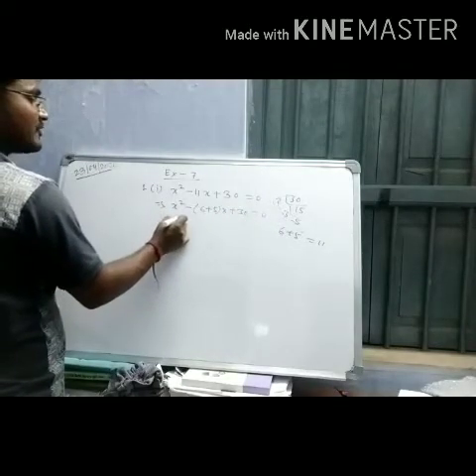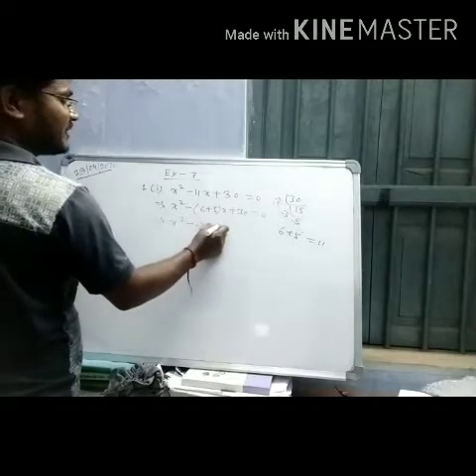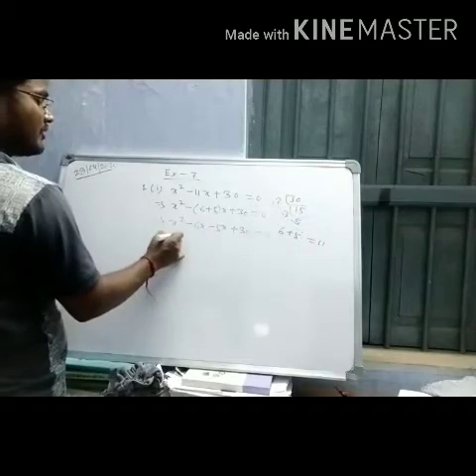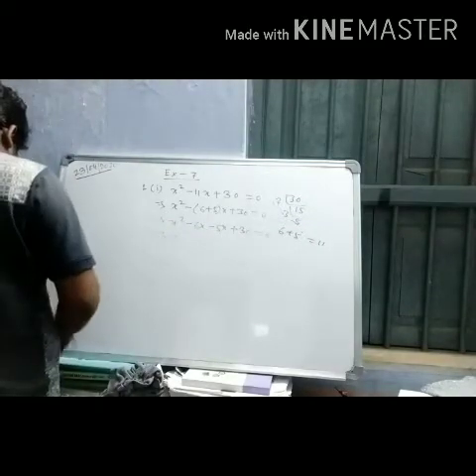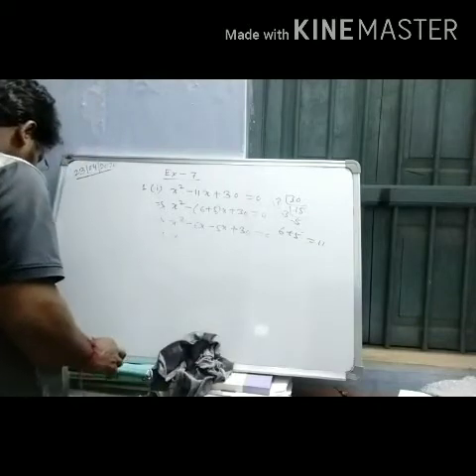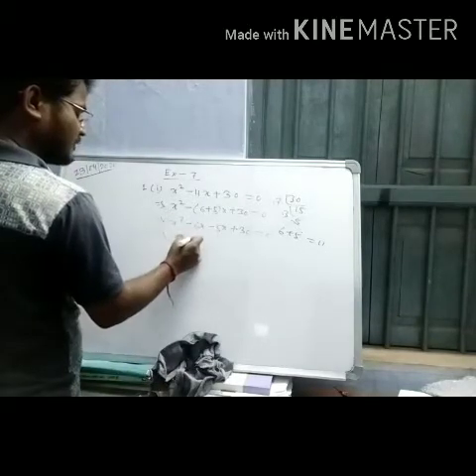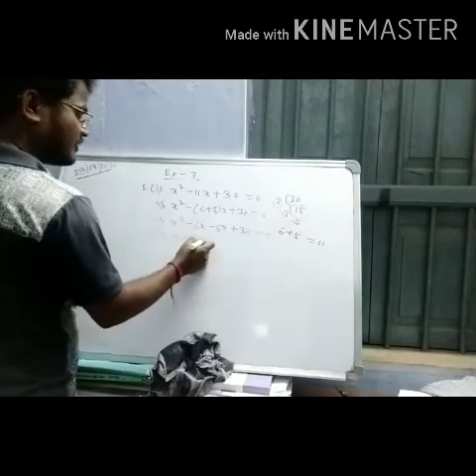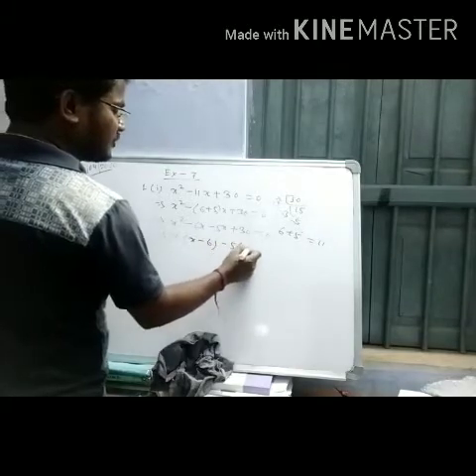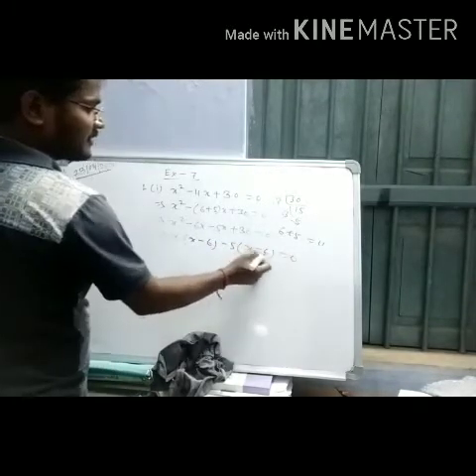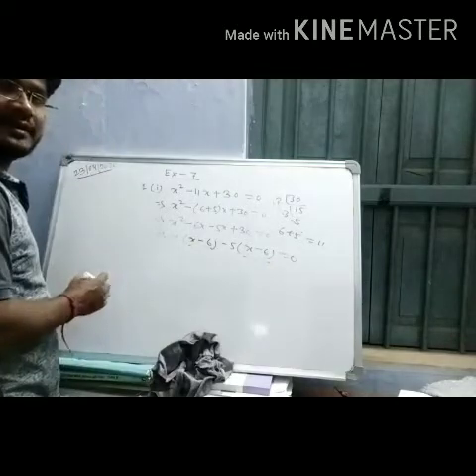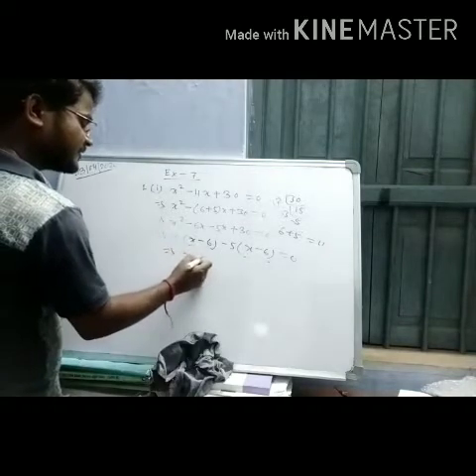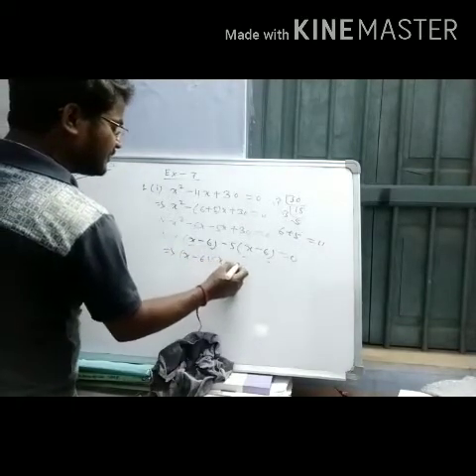Or x square minus 6x minus 5x plus 30 equals 0, or x into x minus 6 minus 5 into x minus 6. Both brackets should be equal. If there is a change, you should think your math is wrong. So x minus 6 and x minus 5 equals 0.